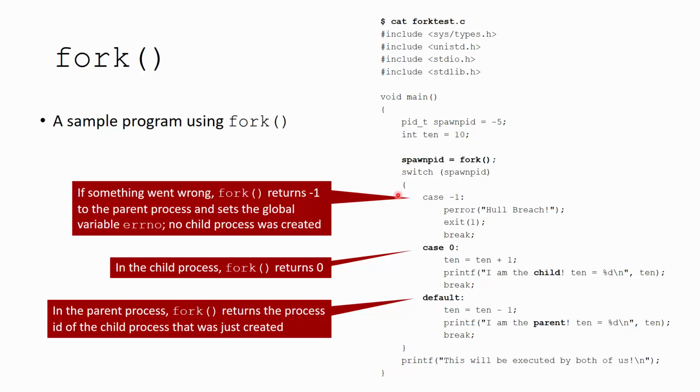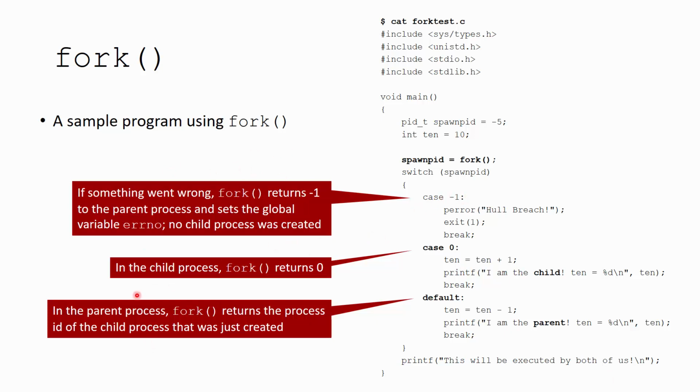However, any other value, so other than -1 or 0, any other value means that we're in the parent. And for the parent, we're going to modify 10 in a negative direction, print out that we are the parent, and then break, and once that break happens, it gets us out of the switch, and then we'll get the same thing. This will be executed by both of us. So again, through the three cases, if something went wrong, fork is going to return a -1.